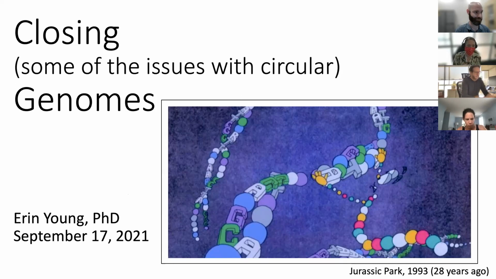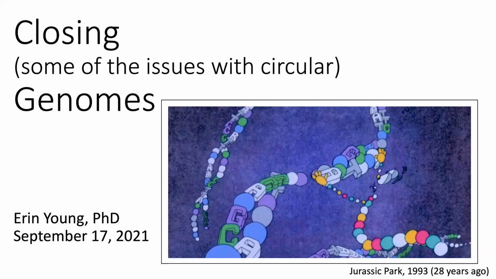It was really interesting when I was looking for images about closing genomes and circularizing genomes. I found this image of Mr. DNA from Jurassic Park, and this was 28 years ago. The way genetics was at the time is they were completing dinosaur genomes with frog DNA, which, because we now know more information, is actually a bad idea.